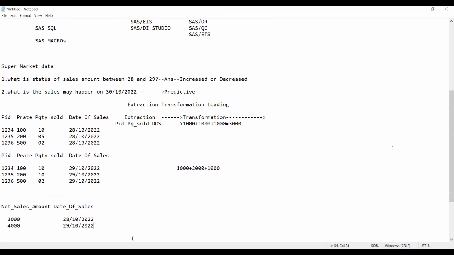Now, guys, this is the job you have to do. The next one: you have already found out the net sales amount for the 28th and 29th. For the 2 days, you have found it out. Now, this has to be generated in the form of a report and presented to the customer.